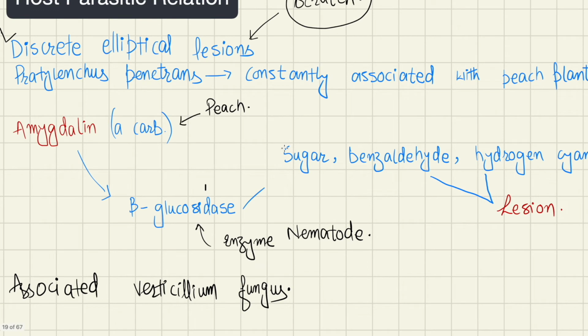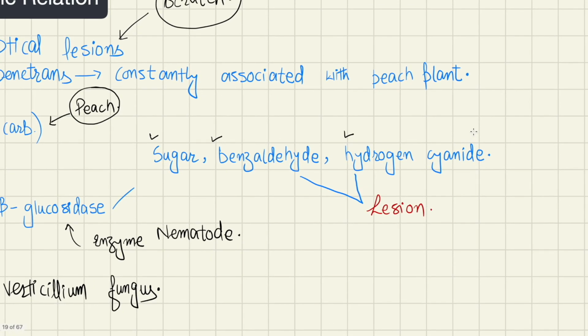Now we will look at how a lesion is formed. See, a carbohydrate named amygdalin is already present in the peach plant. And the enzyme beta glucosidase, which is secreted by Pratylenchus penetrans, converts this amygdalin into sugar, benzaldehyde, and hydrogen cyanide. And these two chemicals are harmful to the plant, and this forms the lesion.